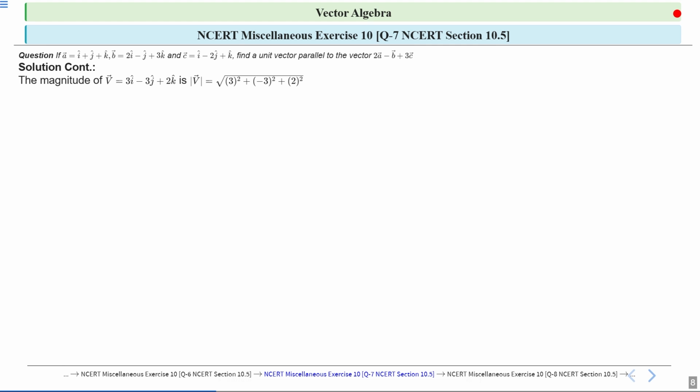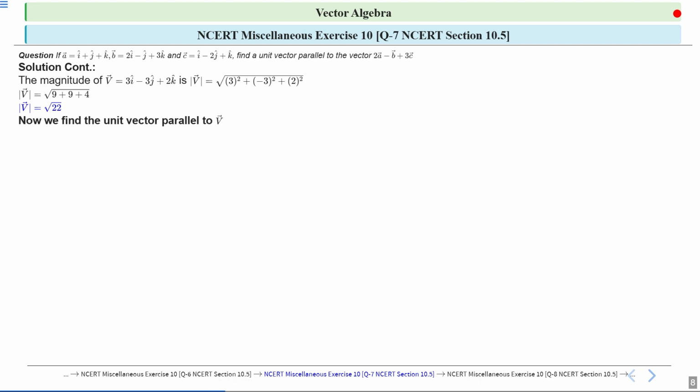So magnitude of v vector will be root over 3 square plus minus 3 square plus 2 square, right? So magnitude of v vector will be equal to root over 9 plus 9 plus 4. Hence we can say that magnitude of v vector is equal to root 22.